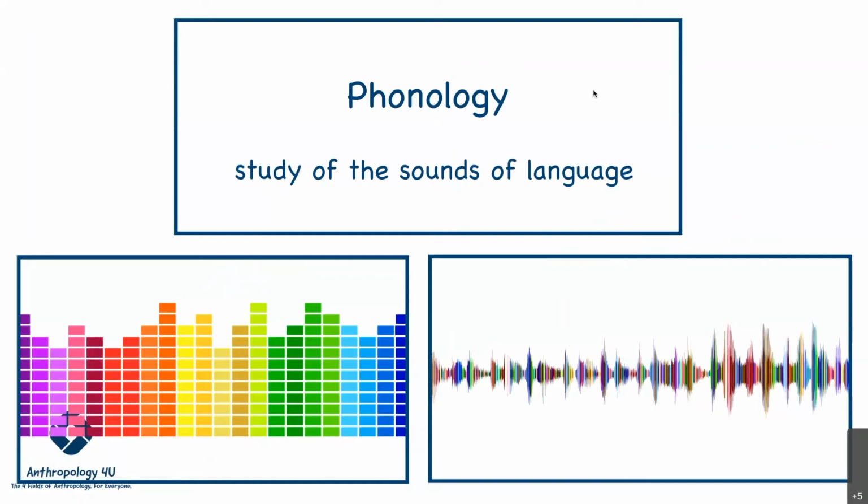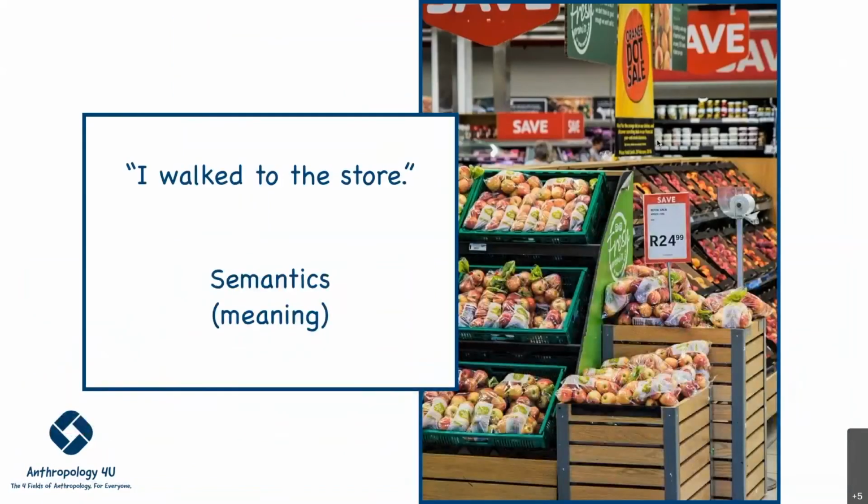The study of these sounds of language is called phonology. And phonology is part of the structure of language and is something that linguistic anthropology studies. Now let's look at the other kinds of language structure. So say you have a sentence in English like the one on your screen. I walked to the store. A linguistic anthropologist would look at the meaning of the sentence and the words within it. This is called semantics.